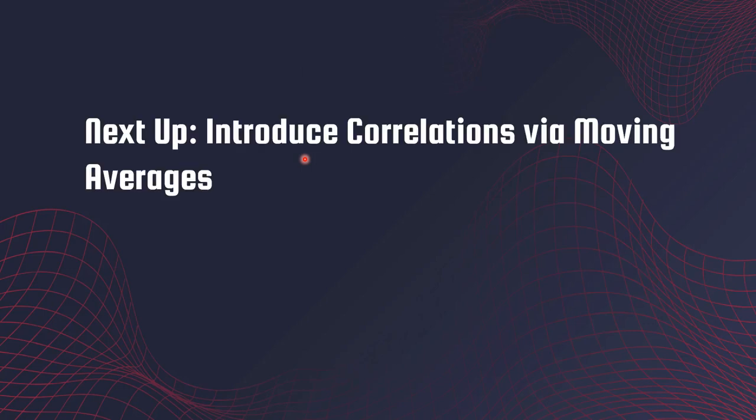Next we'll see how to introduce correlations via moving averages. White noise is when the data is uncorrelated. But in time series, we know that time series typically have high correlations between the data points. So how can we introduce correlations in our model?